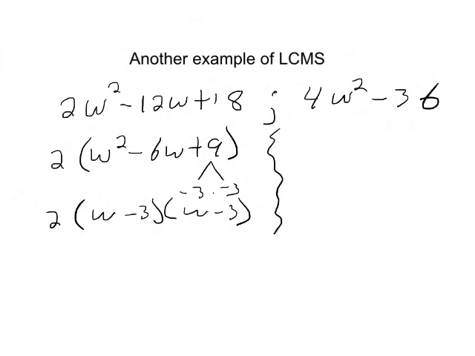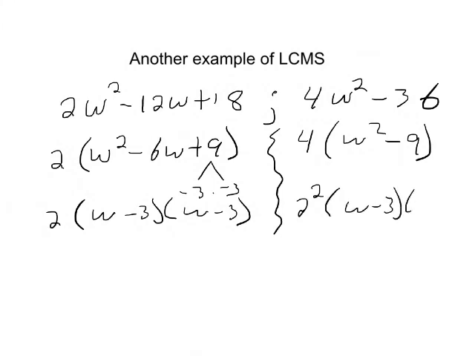Alright, so now let's look at the second one here. Let me draw a little separator here. For the second one, I can factor out a 4, and I'm going to get w squared minus 9. So that 4, I'm going to write as 2 to the second power, and the w squared minus 9 is going to be w minus 3 and then w plus 3.